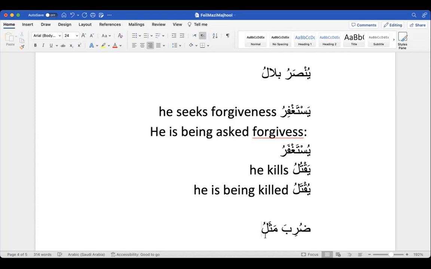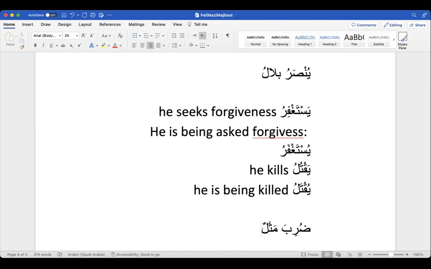So what is masalun? Sorry, masalu is the file. It is naibul file. In the case of majhool, you'll always say naibul file. So this is naibul file. So masal means example.